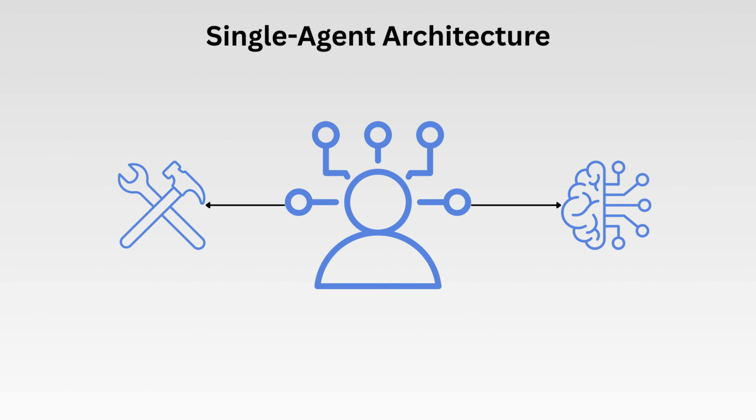In a single agent system, one agent handles reasoning, planning, and tool execution. All decisions flow through a single intelligence unit. The architecture is centralized and simpler to manage. Benefits: easier to build, easier to debug, lower coordination complexity, good for moderate workflows. Limitation: becomes cognitively overloaded with complex tasks.